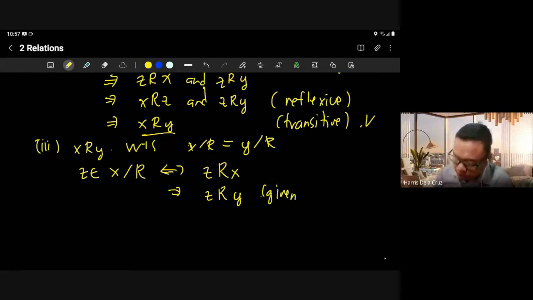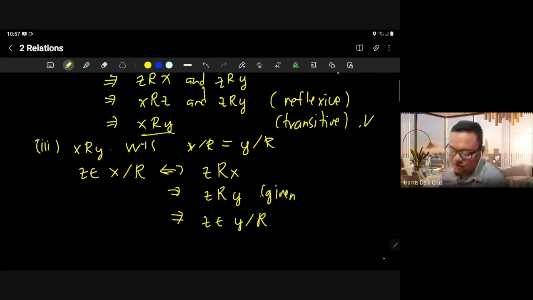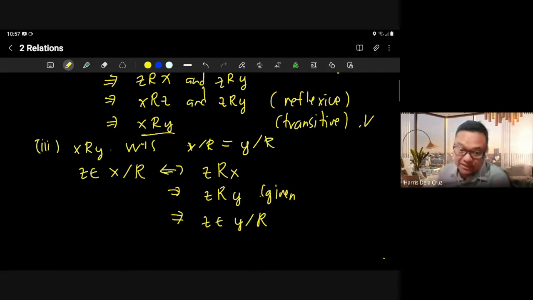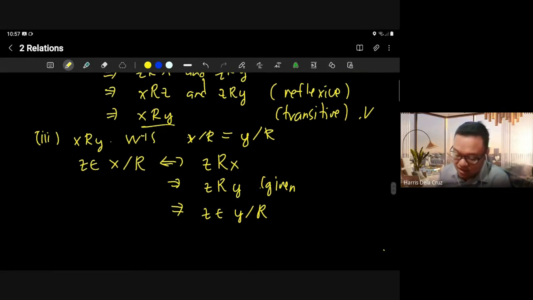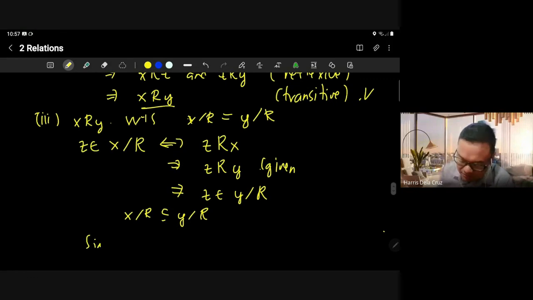Right? Well, if Z is related to y, ano ibig sabihin nun? If Z is related to y, edi si Z ay dapat nasa y over r. So, lahat ng laman ni x over r, laman din ni y over r. Right? Now, similarly, kasi ang napakita lang natin dito, ang x over r ay subset ni y over r. So, paano mapapakita yung kabila? Similarly, di ba?